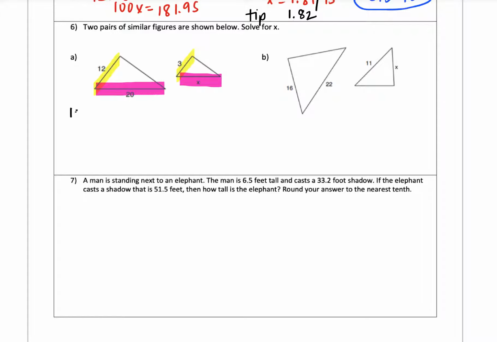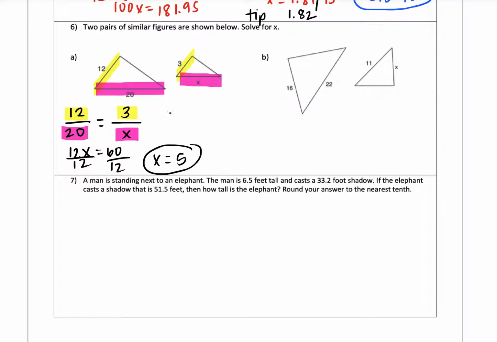We can say 12 over 20, that's the yellow side over the pink side of our big triangle, will equal 3 over x, the yellow over the pink of our small triangle. So on the bottom I have all my pink, and on the top I have all my yellow. And then they're lined up because 12 and 20 came from the big triangle, and 3 and x came from the small triangle. So I've made that hashtag shape that we like to make with our proportions. We just have to cross multiply, so we get 12x equals 60. Final step would be to divide by 12, so x should equal 5.